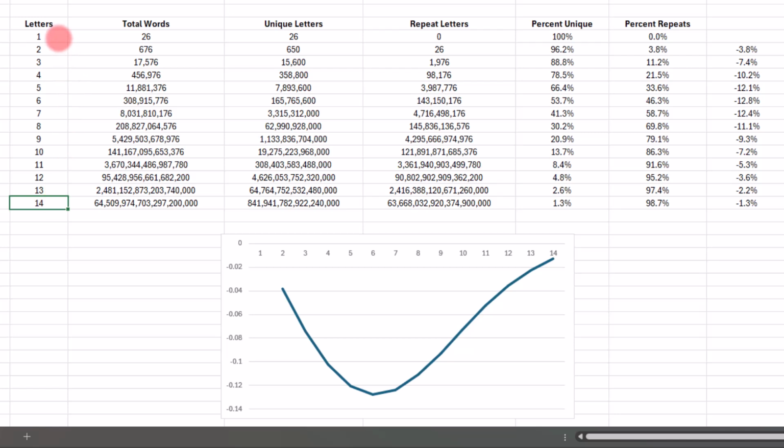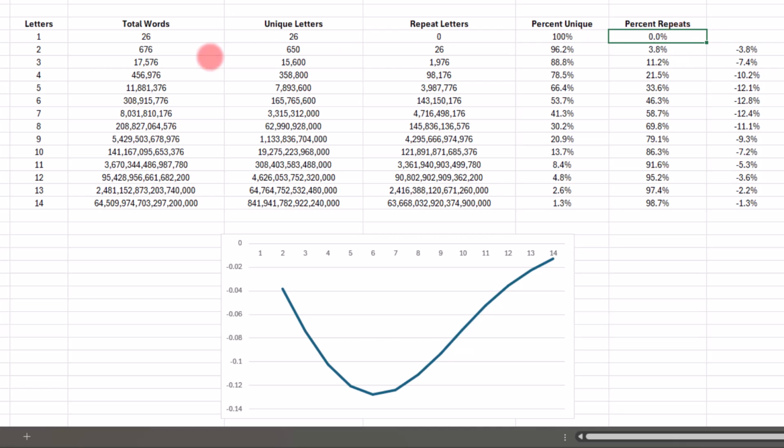So with the simplest case of just 1-letter words, there's obviously only 26 possibilities, one of each letter of the alphabet. So if we list those, just A through Z, how many unique letters are there? Well, there's 26. And therefore, you could not have any repeats because each one's only 1 letter long. So the percentage of unique letters would be 100%, and the percentage of repeats would be 0.